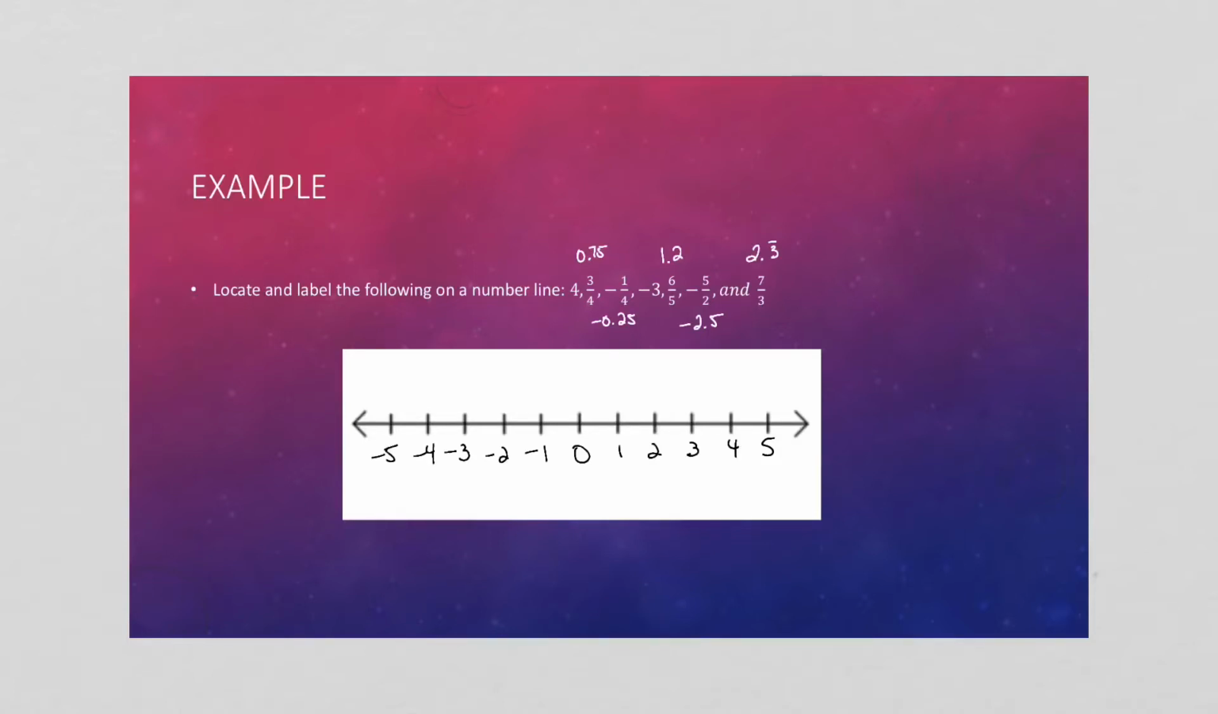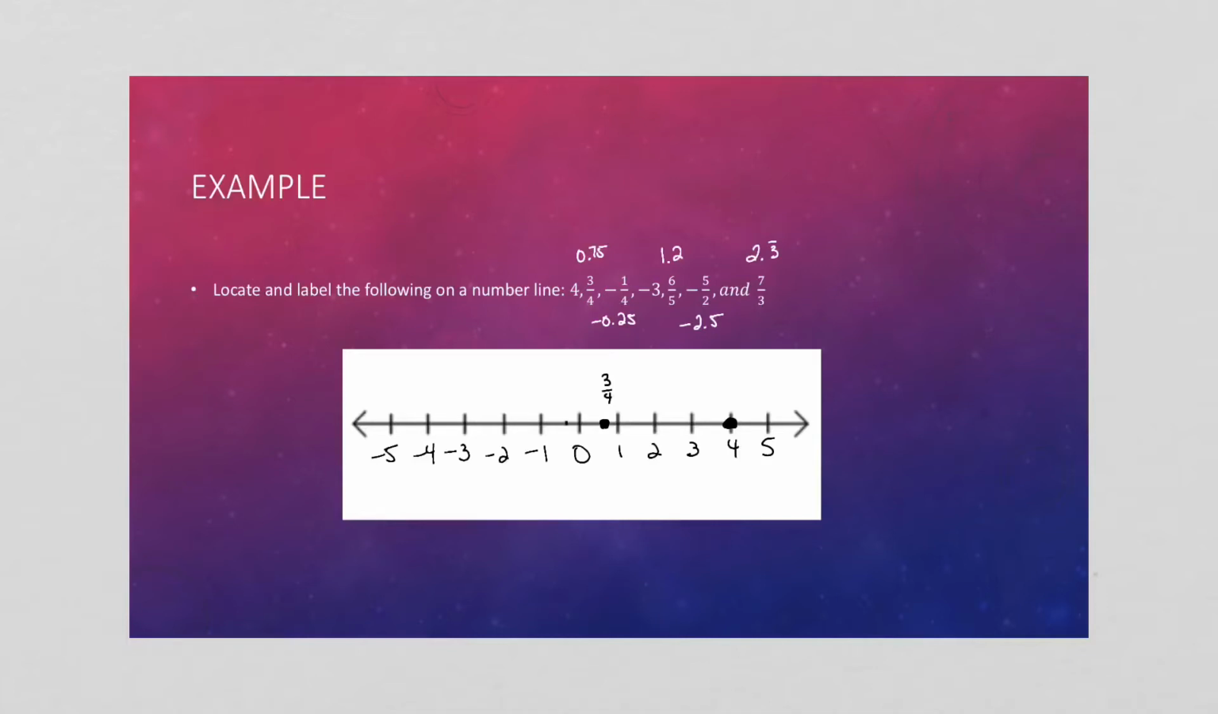All right, and so now I'm going to start labeling these. So I'm going to put a dot at 4. And if it doesn't fall on a whole number, then you need to label what that number is above it. So like 3/4. 3/4 is the same as 0.75, which is about 3/4 of the way to 1, between 0 and 1. So notice how it doesn't fall on a whole number. So I need to label what that is above it.